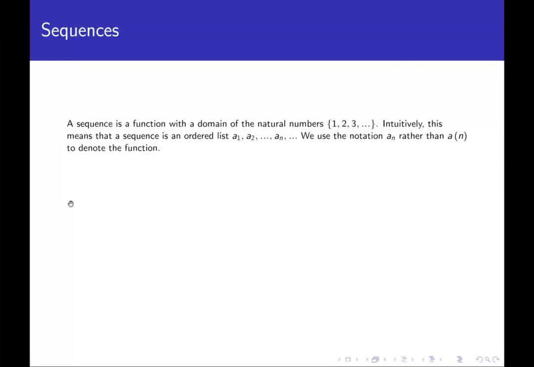In this video, we're going to talk about sequences. So a sequence is just a function that has a domain that is the natural numbers, so the numbers 1, 2, 3, and so on. And intuitively, we think of this as an ordered list.